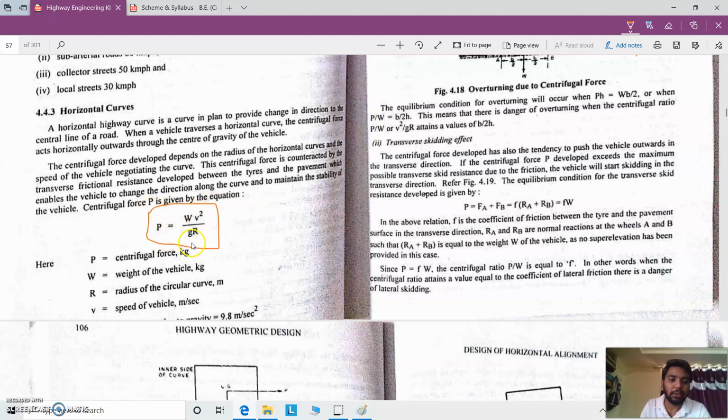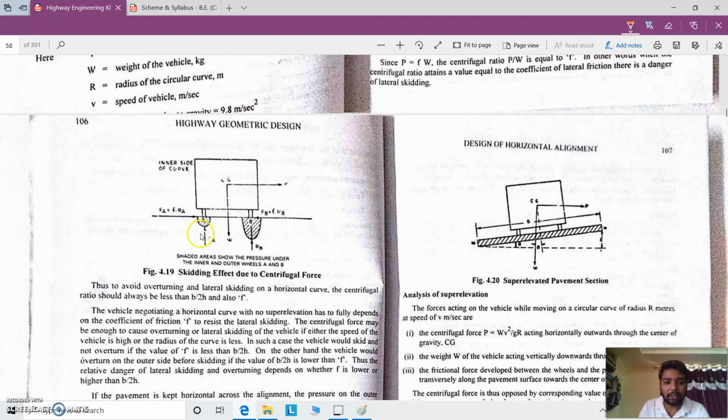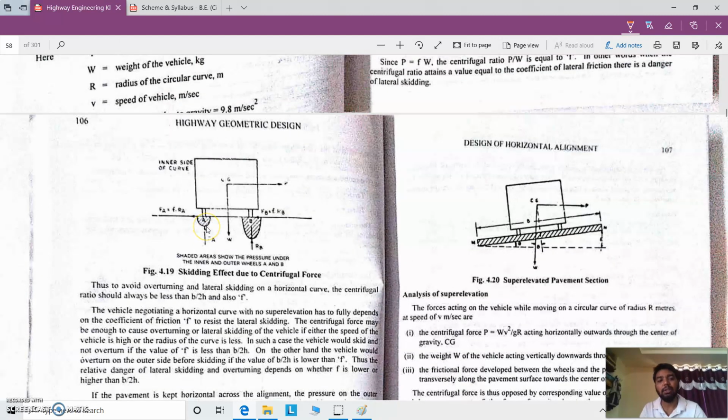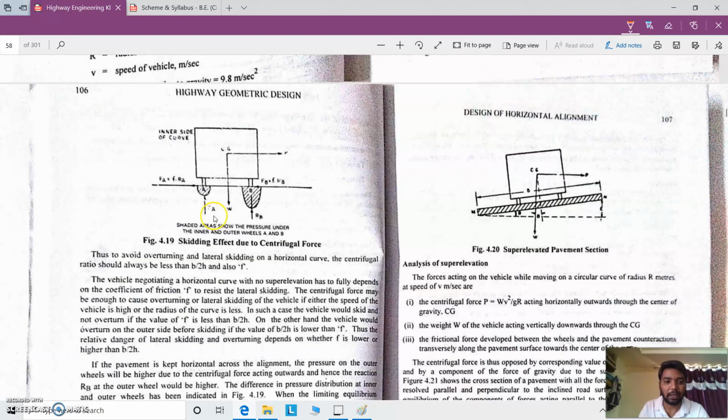We all know this is the basic concept: P is equal to W V square by G R. W is the weight of the vehicle, V is the speed at which the vehicle or the body is moving, G is the gravitational acceleration, and R is the radius of the particular curve, right? This is the basic formula for the centrifugal force, and we need to consider this centrifugal force in our alignment of the highway.